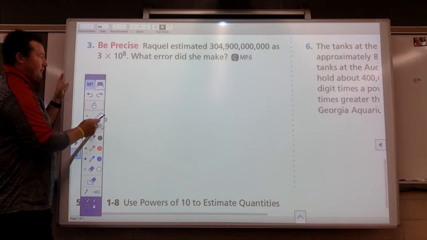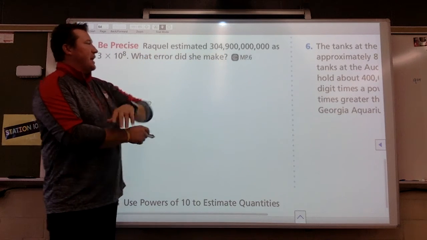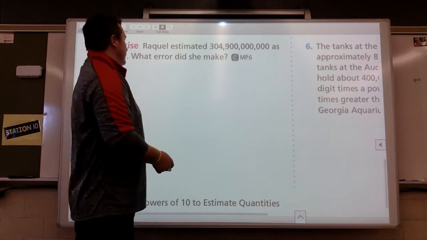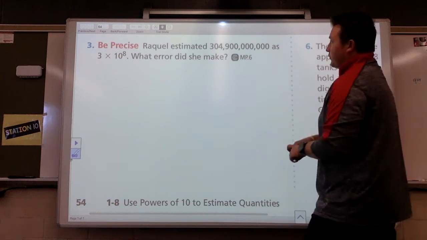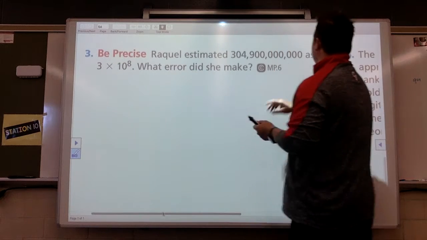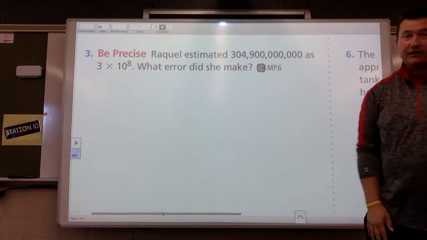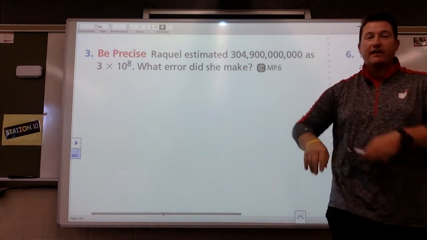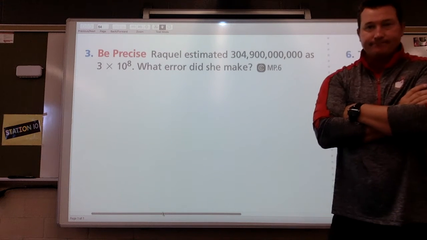Alrighty, my friend. Raquel estimated that number there as 3 times 10 to the 8th power. What error did she make? Did she make an error? Look, people, I'll zoom in more. Count the zeros with me, people. 1, 2, 3, 4, 5, 6, 7, 8. Seems perfectly fine to me. We know that 0 isn't going to round it up. I don't think she did anything wrong. Yep, she's good.